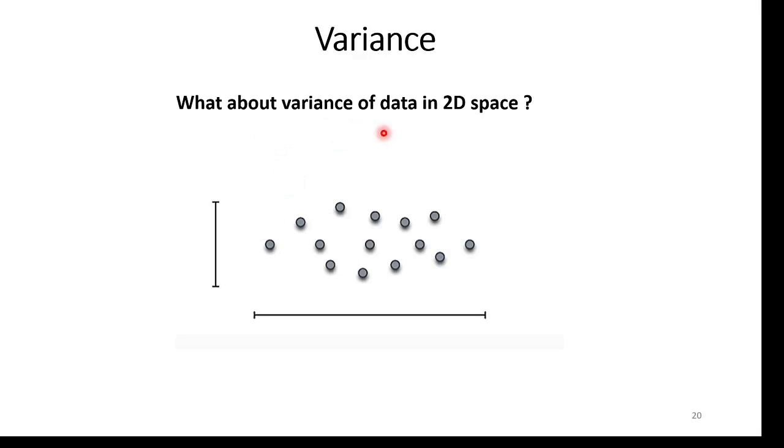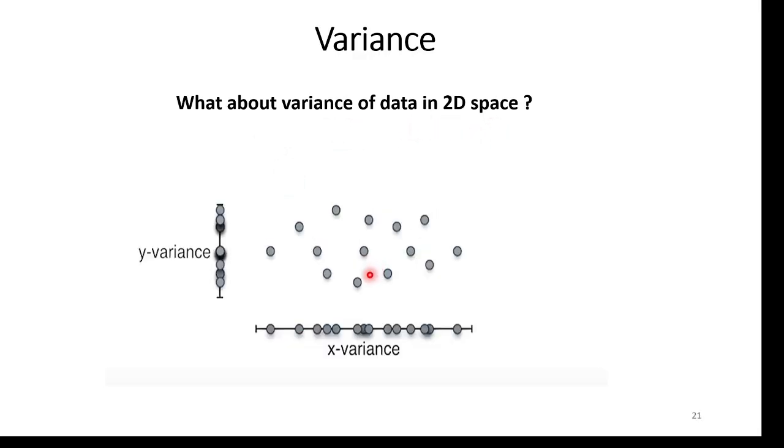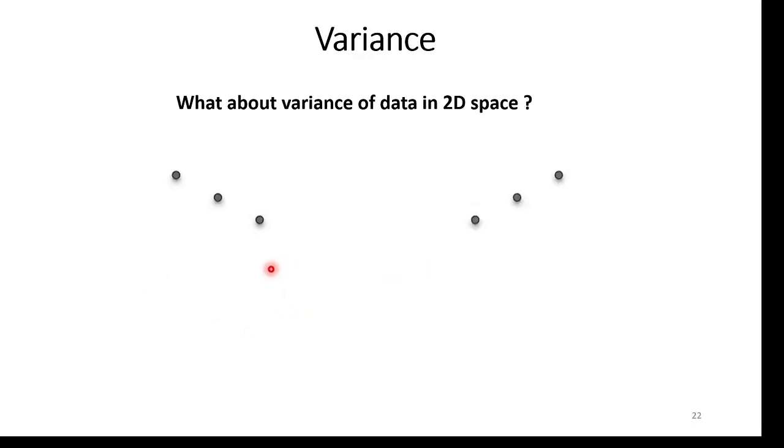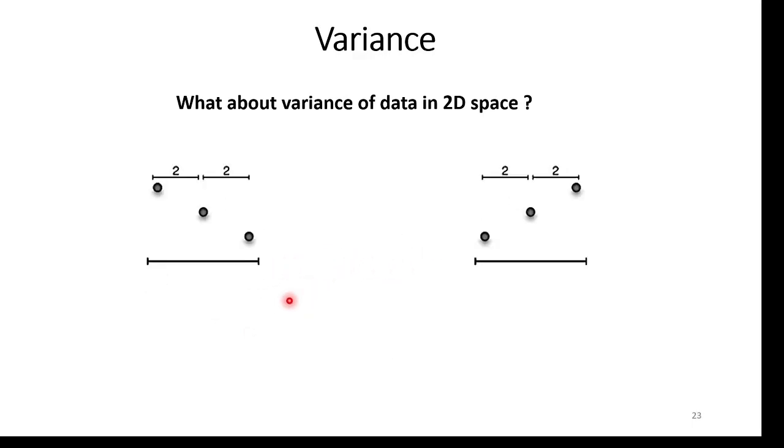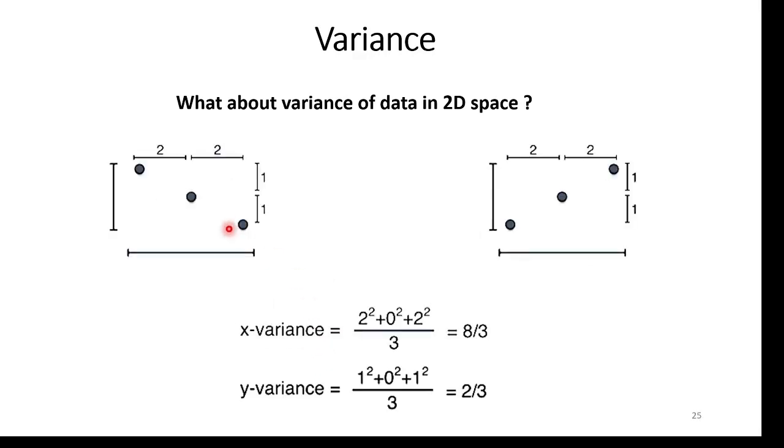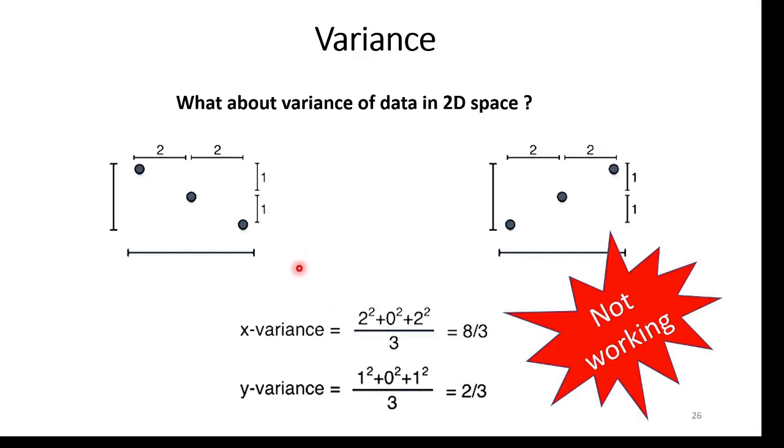Now what about the variance of data in 2D space? For data points in a 2D space, we calculate the variances in both directions. We calculate X variance and Y variance separately. Suppose these are the two data sets. We can calculate X variance and Y variance for both the data sets and find that both the variances are the same for both the data sets. Yes, here even the variance is not working for these two data sets.